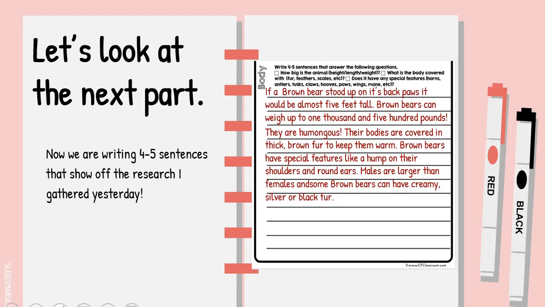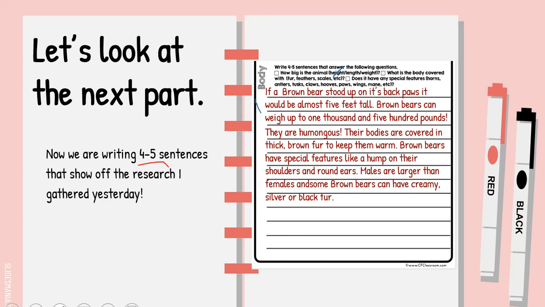So here's the next part. So now you are taking the research that you've done, and you are going to write 4 or 5 sentences. That's it. 4 or 5 sentences that show off the research that you did yesterday, okay? So if a brown bear stood up on its back paws, it would be almost 5 feet tall. So that covers how tall it is. So I'm going to cross off the height.